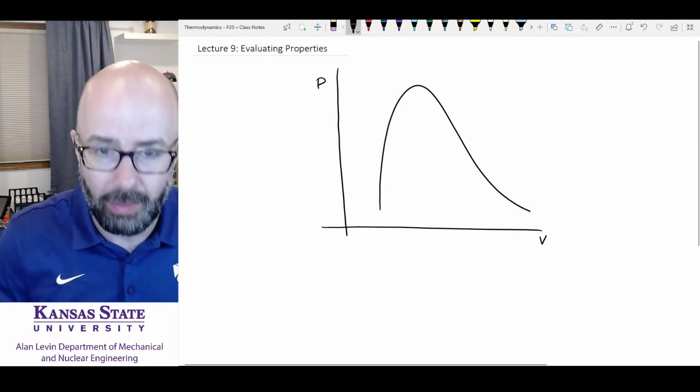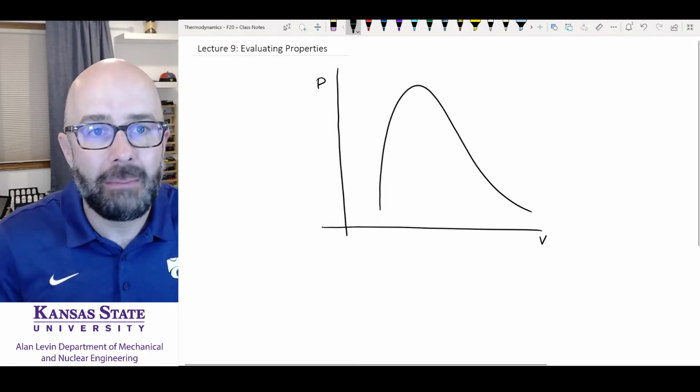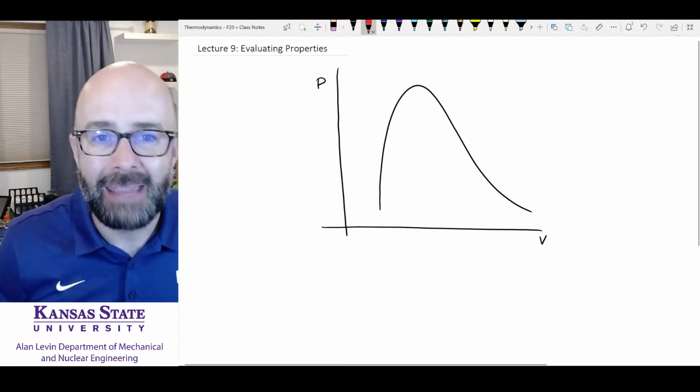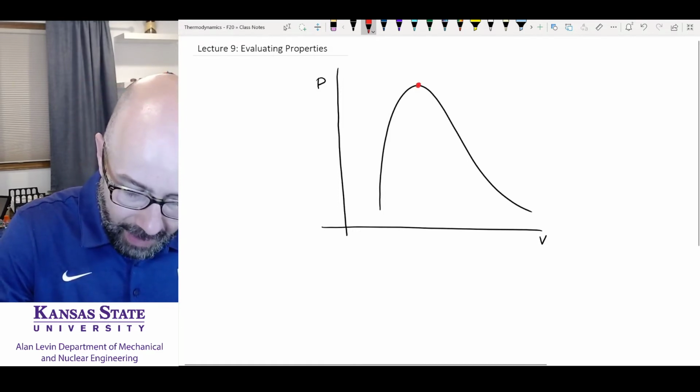I want you to draw a vapor dome. Is that the same vapor dome that we just saw? It doesn't look exactly like it, but it is a vapor dome. I want us to be able to label things on this diagram. This point right here, the very top of that, is the critical point.